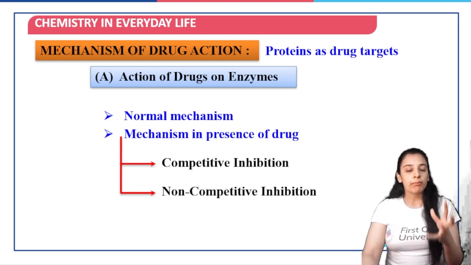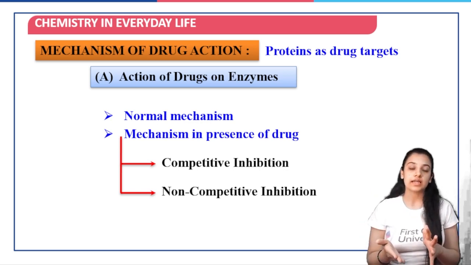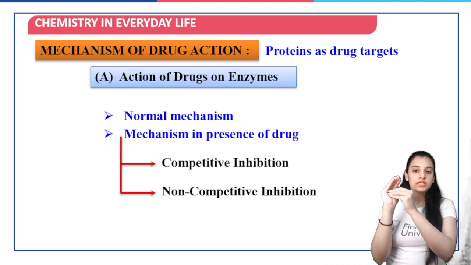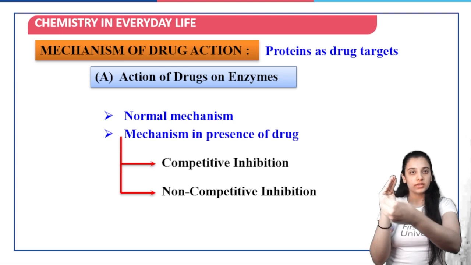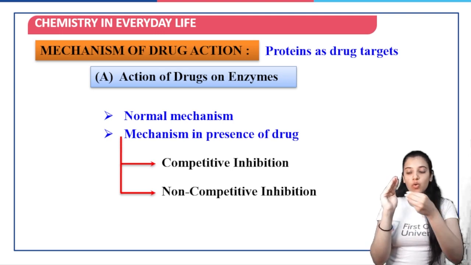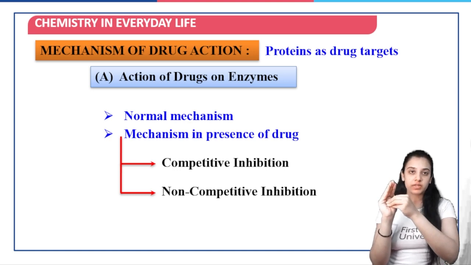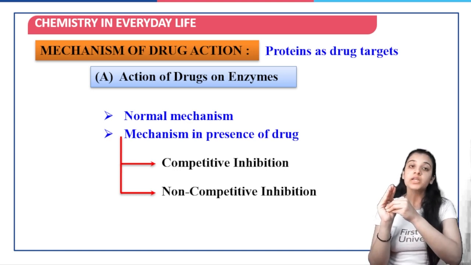So what happens in competitive inhibition is, I'm just telling you superficially right now, we'll be discussing that in detail later on. Competitive inhibition means, if this is the receptor site on the enzyme, this is the drug, and this is the substrate. The drug will go and bind onto the receptor site and will prevent the substrate from binding to the receptor site. That is, it is competing with the substrate to bind to the active site on the enzyme.